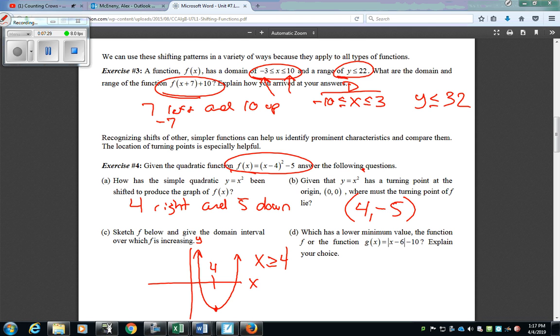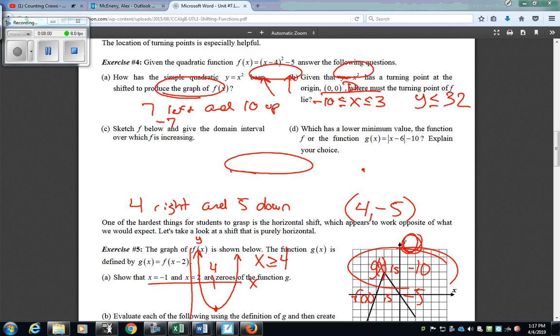And they're asking which has a lower minimum value, the function f or this function g. Well, it looks like g is going to have the lower minimum because the y shift is -10. So g has a minimum of -10. The g of x has a minimum of -10. F of x had a minimum that was -5. So g is the lower minimum in that case.